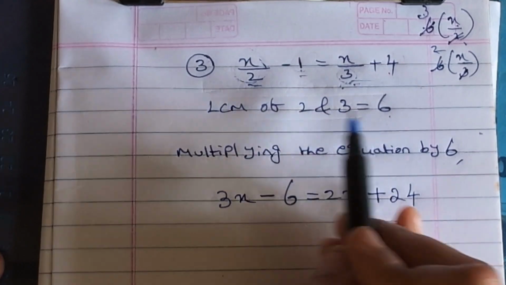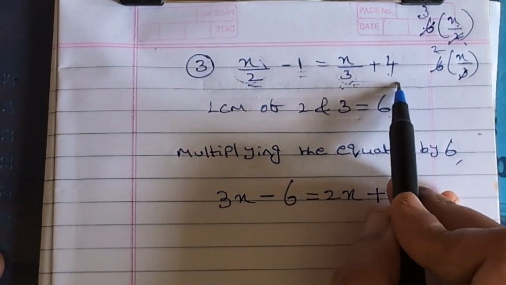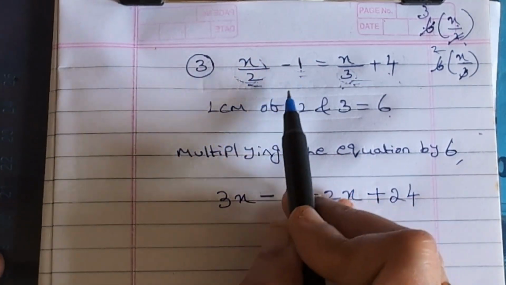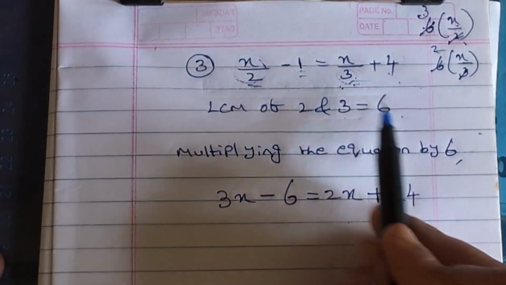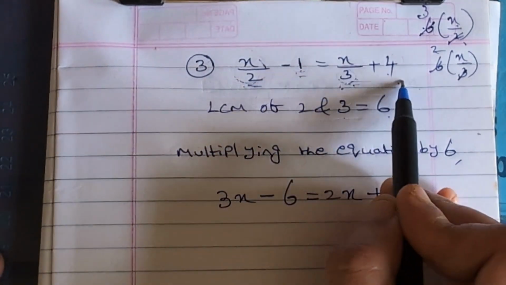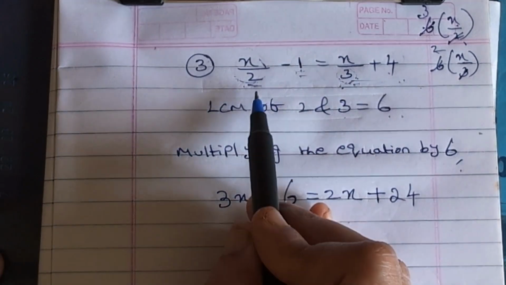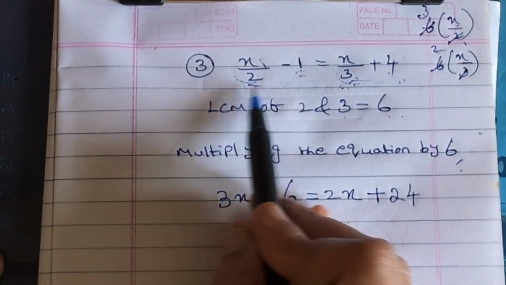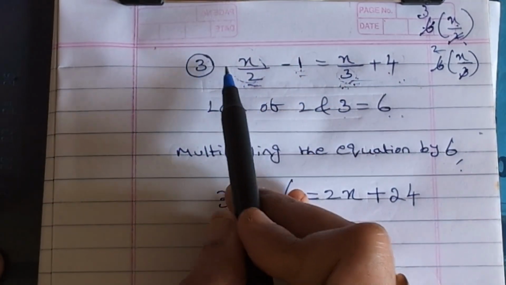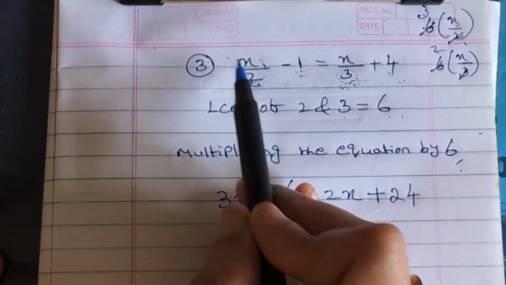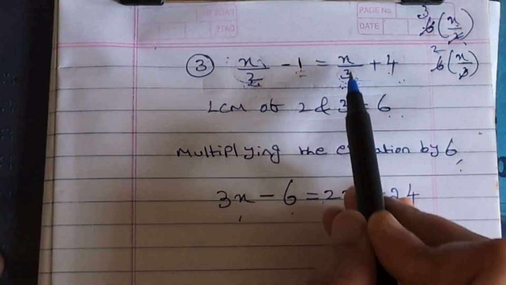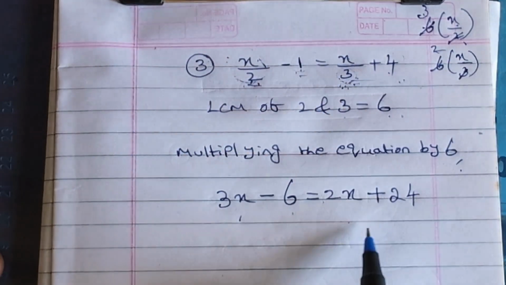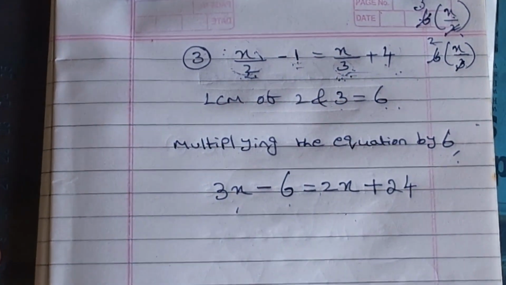Okay, so what we did, find the LCM of all the denominators, that is denominators in LHS and in RHS. So LCM of 2 and 3 is 6. Multiply each and every term of this equation by 6. So when we are multiplying by the LCM, denominators will get eliminated. 6 into x by 2, so 6 by 2 is 3, so this will be 3x minus 6 into 1, 6. 6 into x by 3 is simply 2x plus 6 into 4, 24.